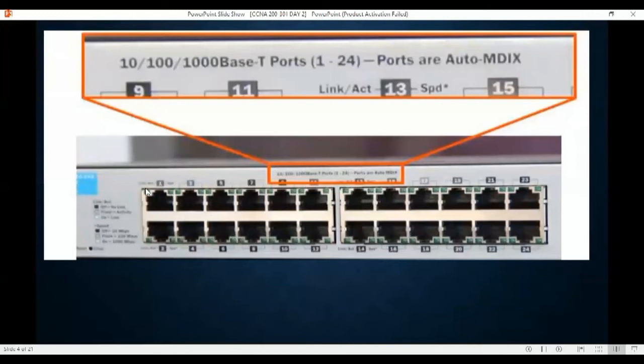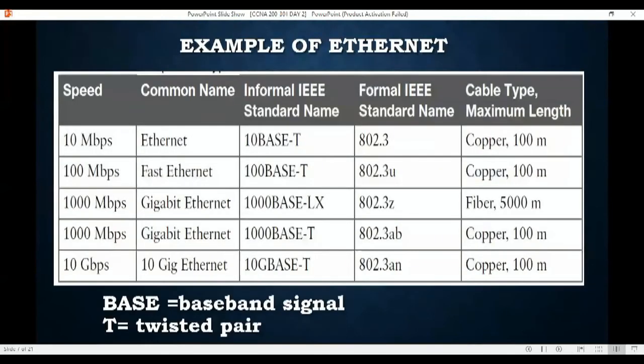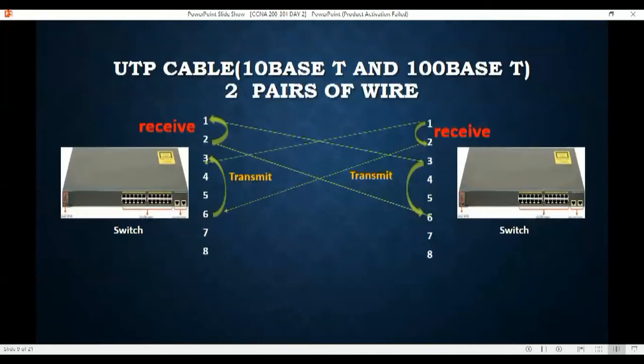Can you see? We have 10 base T, 100 base T, and 1000 base T. Let's firstly take Ethernet ports of 10 and 100 base T. I'm trying to explain this for you now. Under 10 and 100 base T, this is the UTP cable of 10 base T and 100 base T. Have it in mind, a UTP cable that uses 10 base T and 100 base T is what?